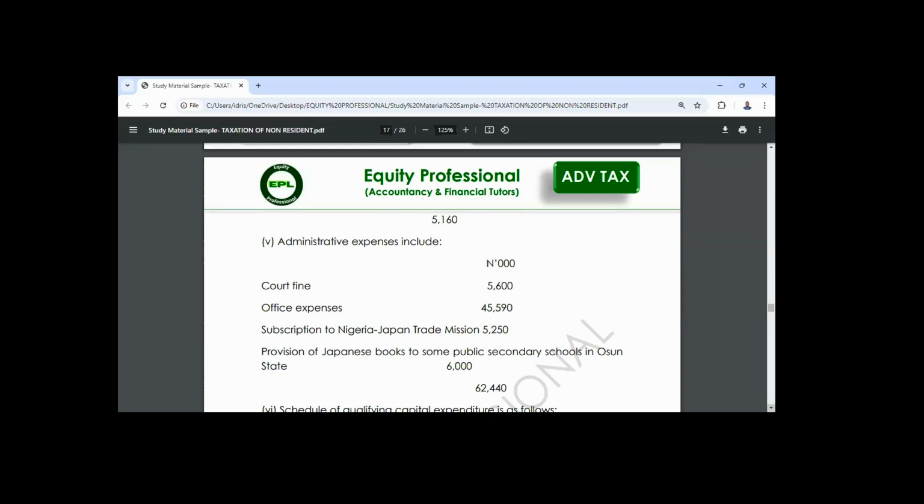Court fines are disallowed. Office expenses are allowed. Subscription to the Nigeria-Japan Trade Mission is allowed. Provision of Japanese books to some public secondary school: when you provide Japanese books to a public secondary school, it's allowed, my brother. Why do you want to disallow it?